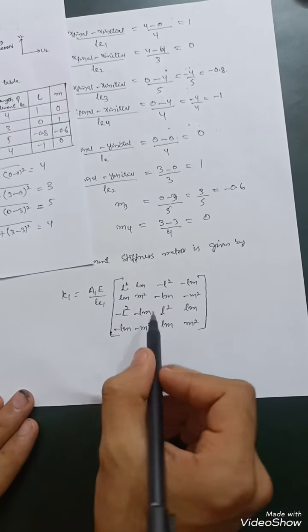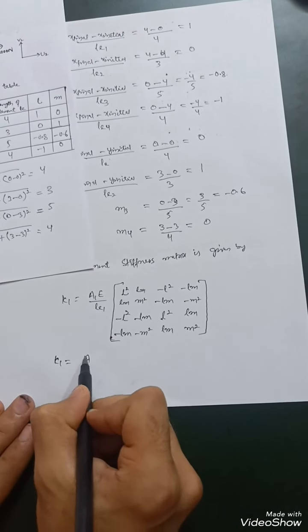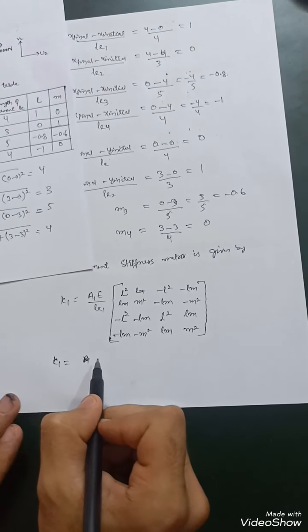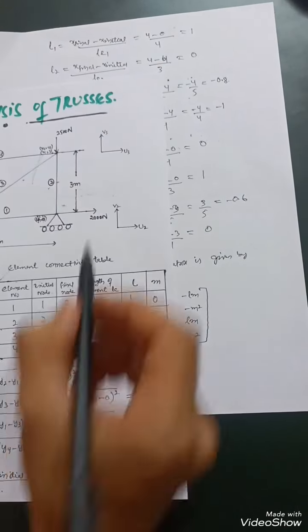Now you have to only put the values. So K1 is equal to, area is given in the particular formula. So area is 0.1, it is in the problem, it is given.